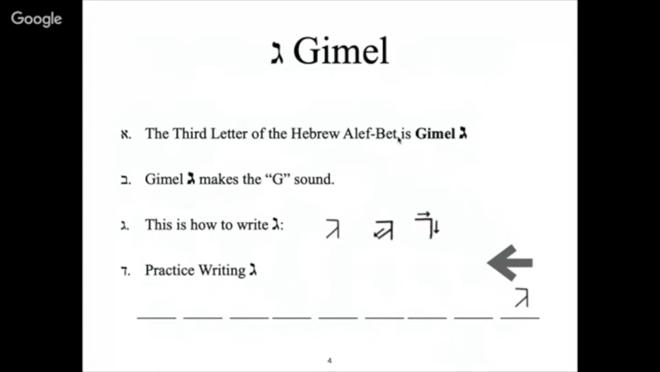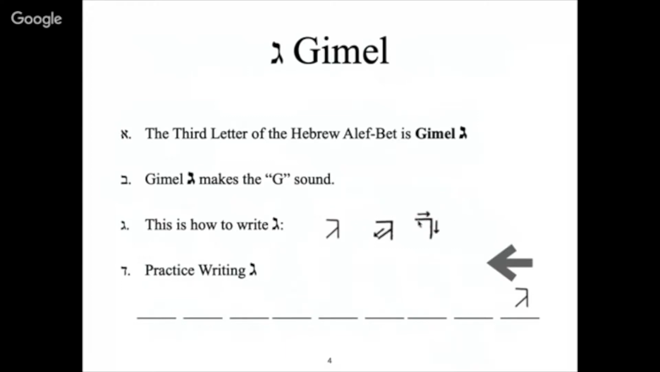So the third letter of the Hebrew Aleph Bet is Gimel. The Gimel makes the G sound. G. Right. So we've got how to write it.